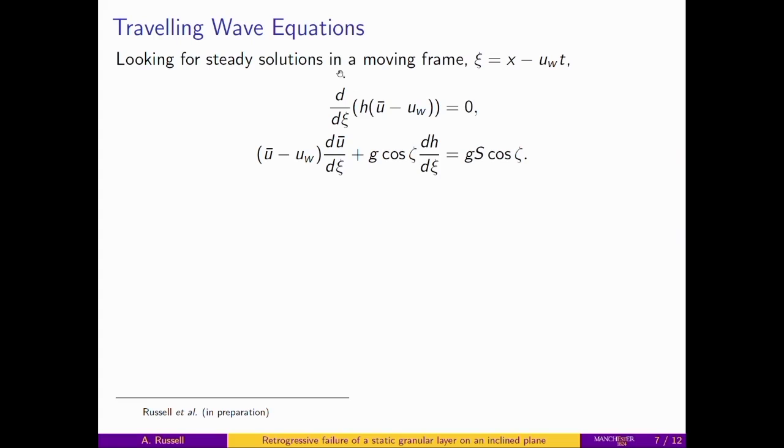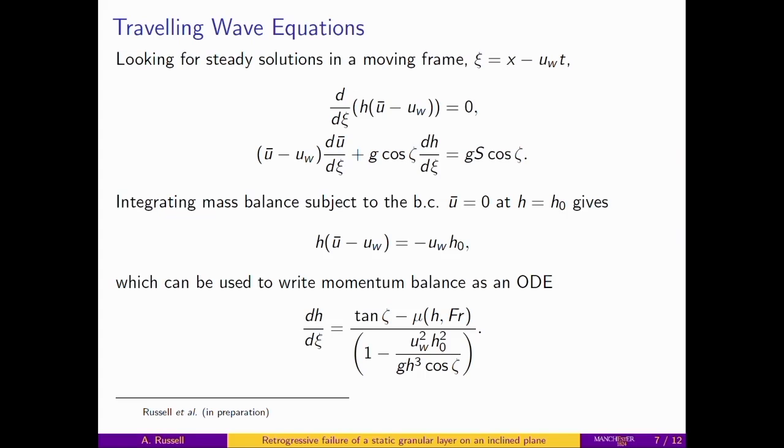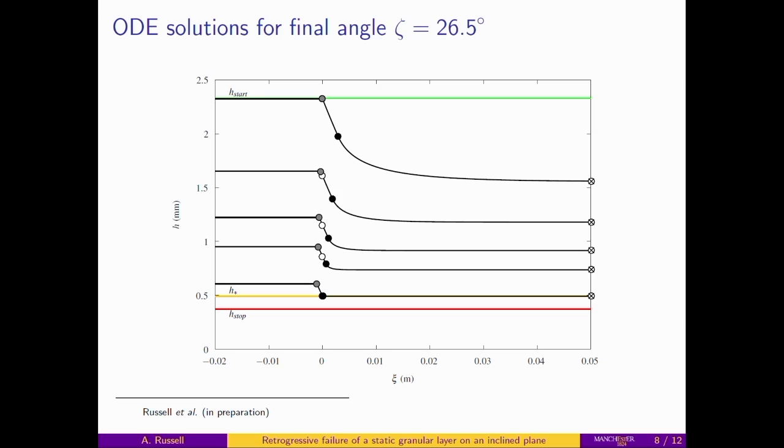Because we're suggesting we can look for traveling waves, we can transform into a frame that's moving with the wave, which changes the mass and momentum balance equations to the ones on the slide here. If we integrate mass balance, knowing that initially we have a static layer of thickness h0 with 0 velocity, we find that the velocity and thickness everywhere are related by this constant. Then we can rewrite the momentum balance equation as this ODE, which we can take into MATLAB and create solutions.